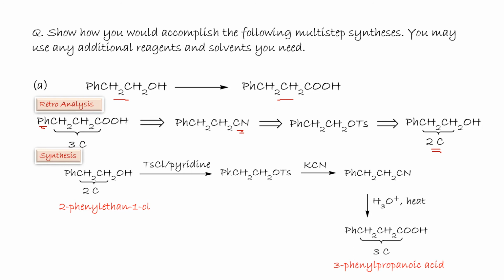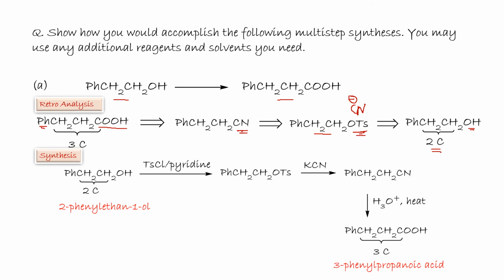So the retroanalysis: 3 carbons here, COOH. We will do the same, but we have CN. CN is a good nucleophile, so we can get it from the 2 carbon tosylate and of course cyanide as a nucleophile. We can get the tosylate from alcohol.